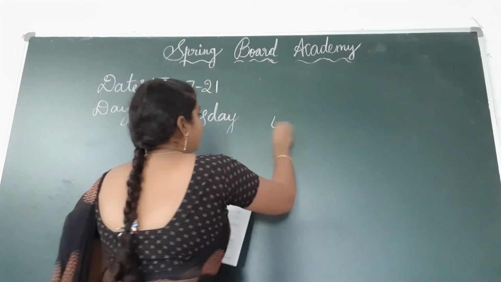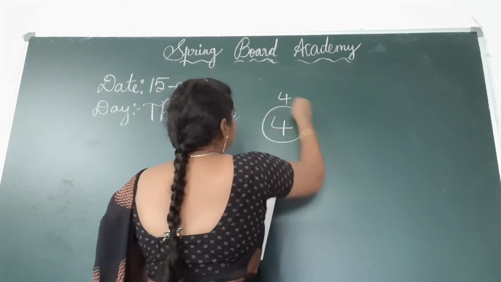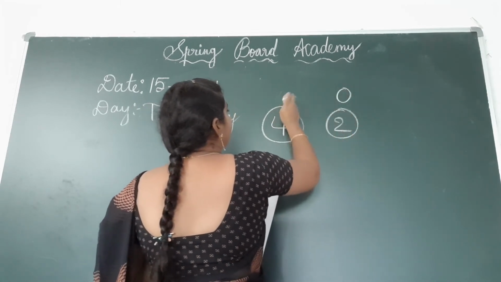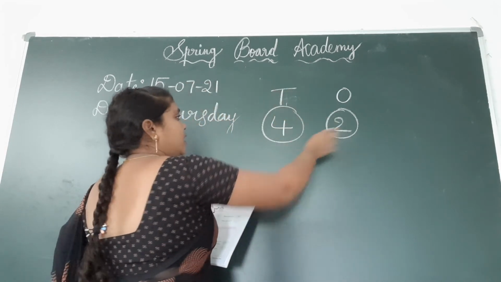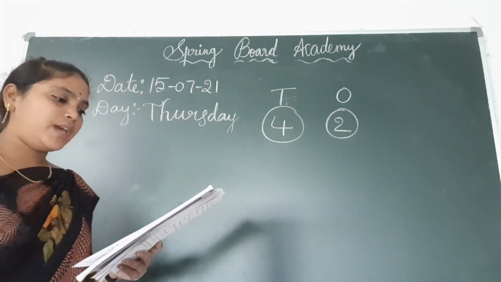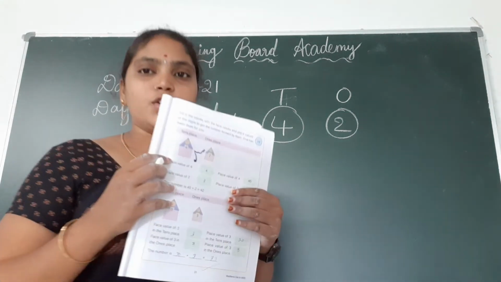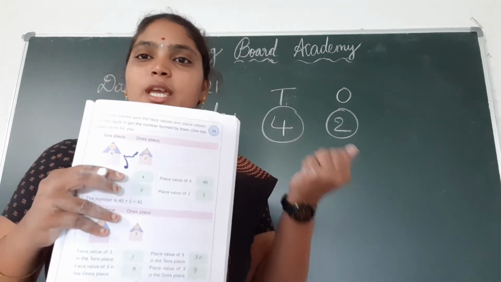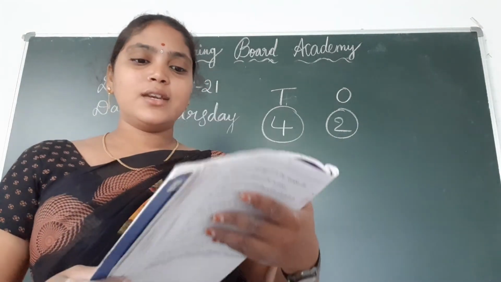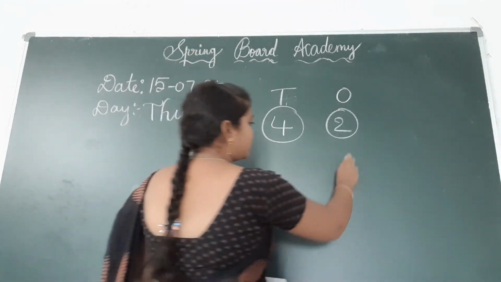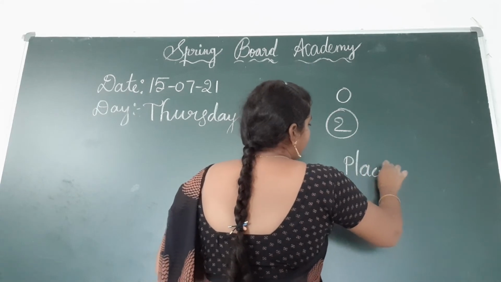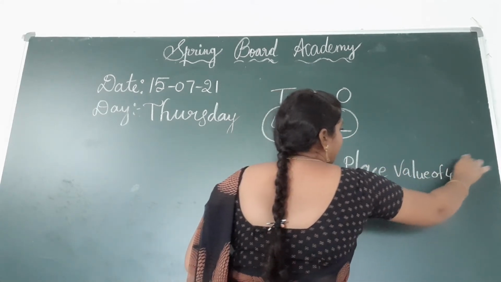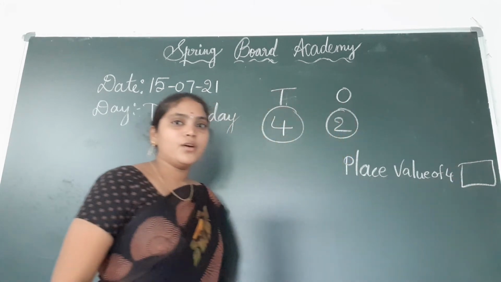Okay, here in the tens place 4 is there, and in the ones place 2 is there. Okay, in tens place 4 and in ones place 2. So face value of 4. Face value means we have to write the same, no, children. So face value of 4 is only 4. Next, what is the place value of 4, children?